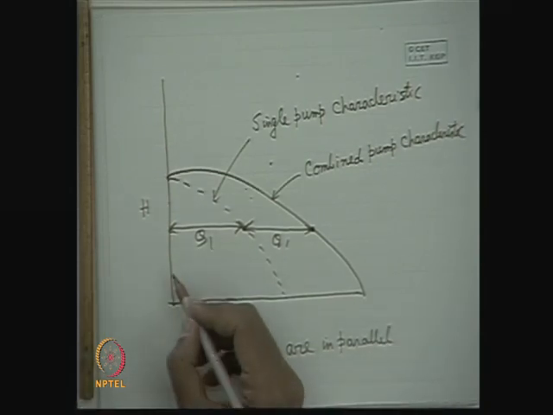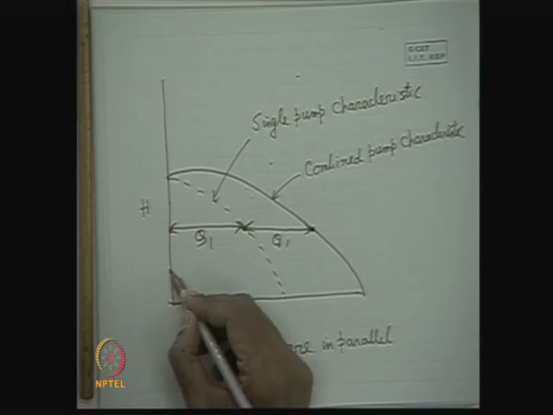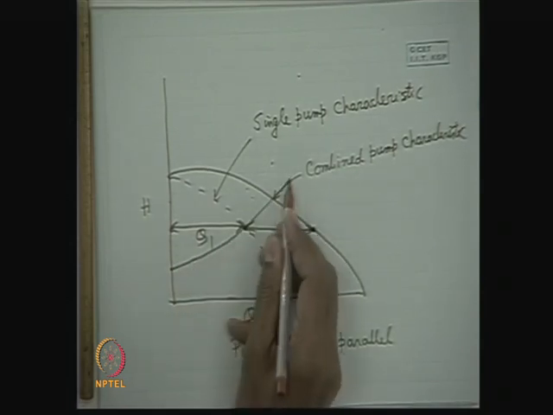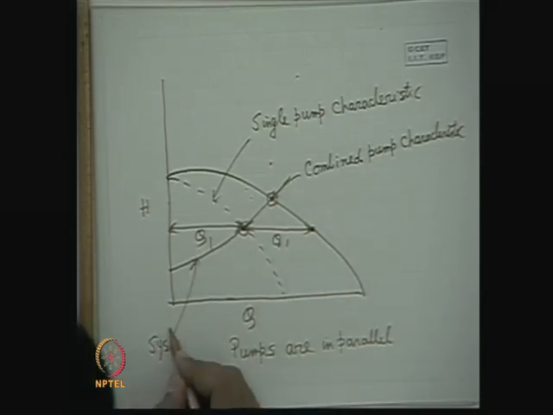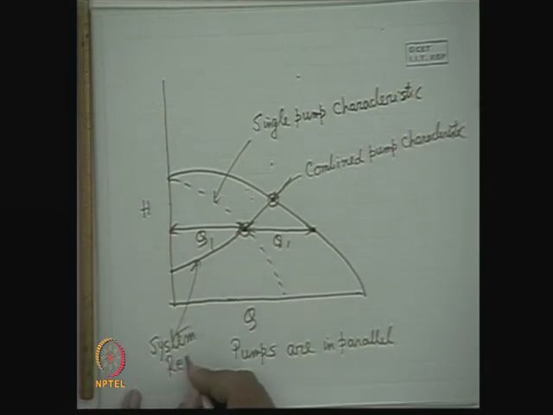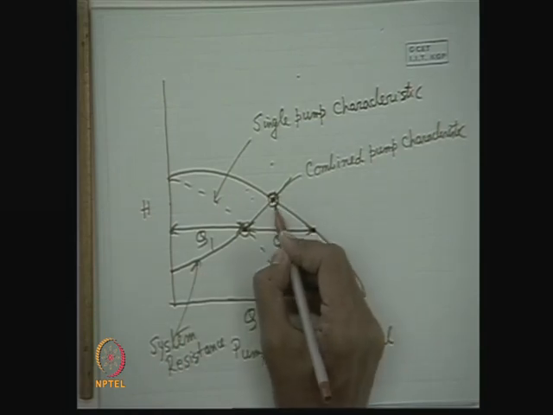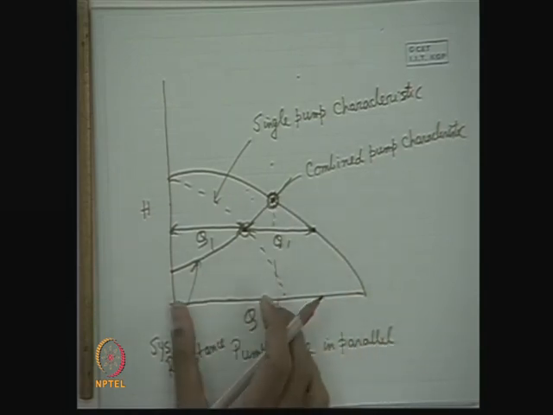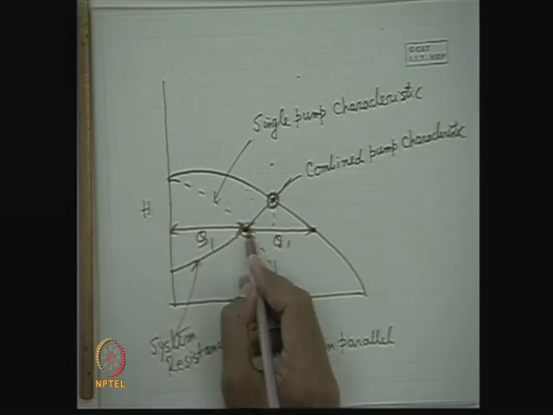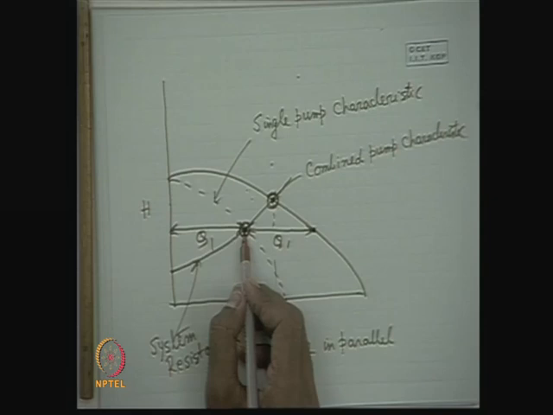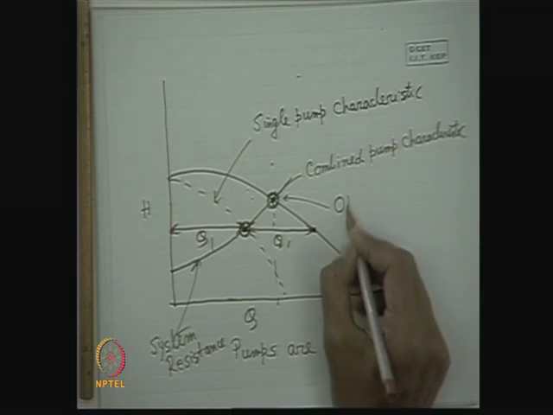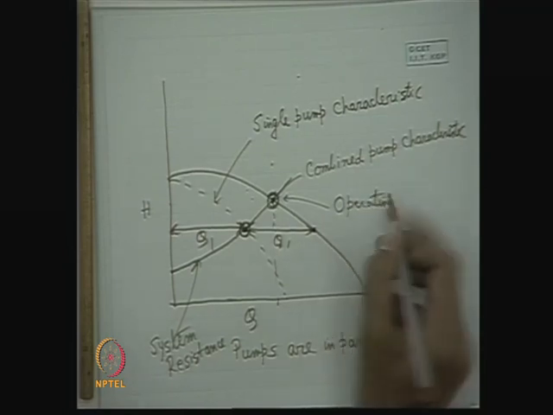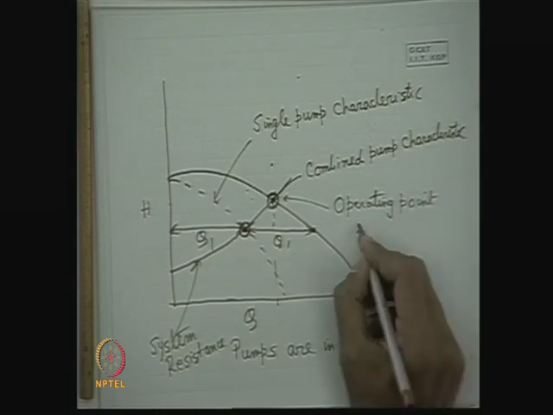Similarly, here also the operating point is decided by the intersection of the characteristic curves with the system resistance. Let this be the system resistance, that is system characteristics or system resistance curve. So this is the operating point for the combined pump, where we see the operating point does not give double the head as shown by the operating point in case of the single pump. So the head is increased but is not doubled. Sorry, not head, the flow rate. So flow rate is increased but not double, operating point for combined pump.